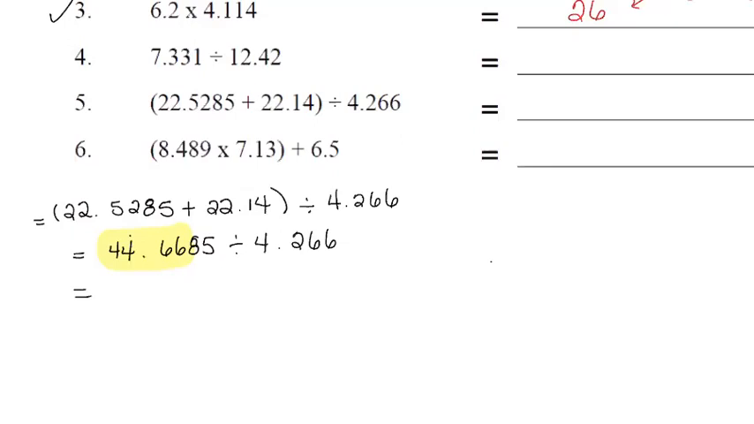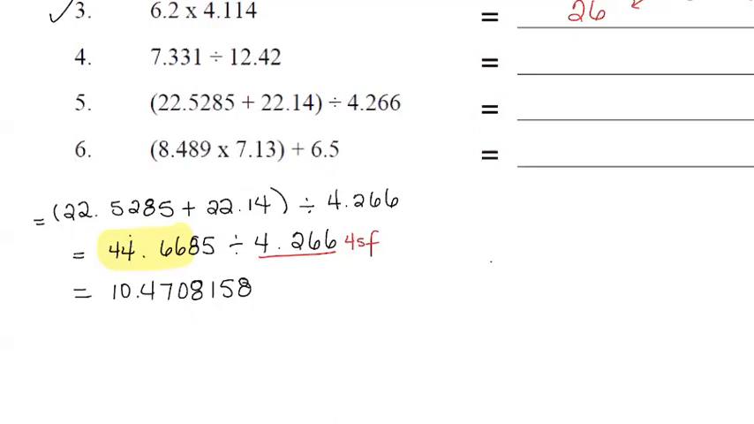So I'm going to take 44.6685 and divide it by 4.266. What is going to be the answer out of that division? Thank you guys. 10.4708158. Now, who determines my final answer sig figs is my last operation. And my last operation here is division. Okay? So how many sig figs do I have in the second number? How many? Let's put it in the chat. Great job. This has 4 sig figs.